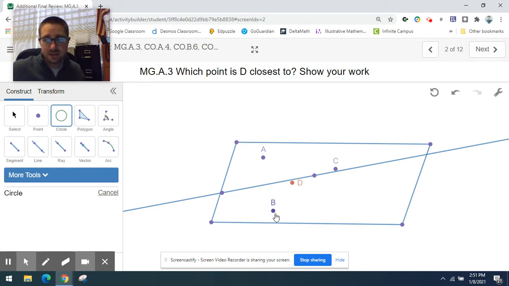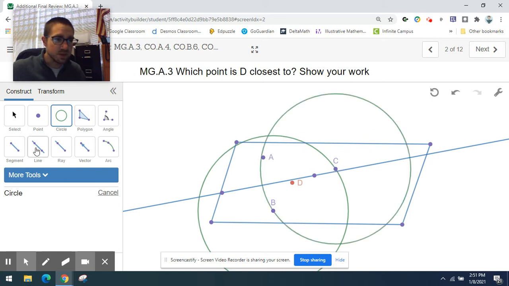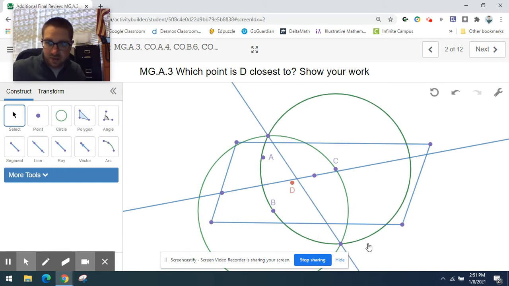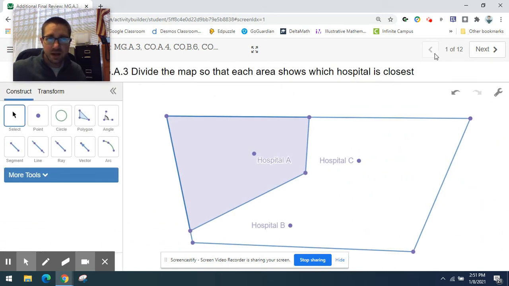So I will create another perpendicular bisector between B and C, something like this. So one more perpendicular bisector, and I think hopefully we can tell even without too much more work here, D is on B's side of that perpendicular bisector as well. So the ultimate answer, B, is closest to D because D is on B's side of all of those perpendicular bisectors.